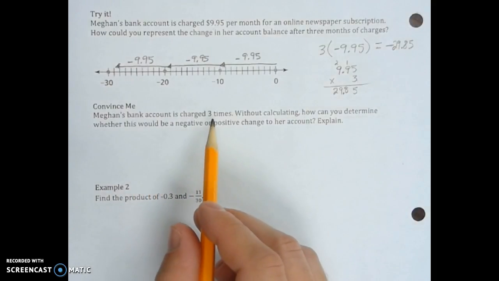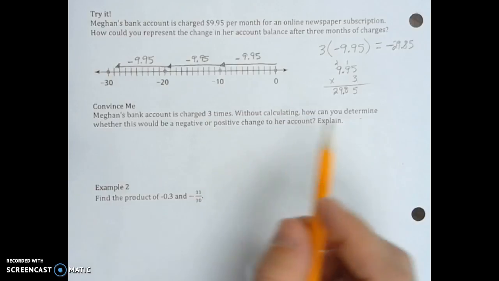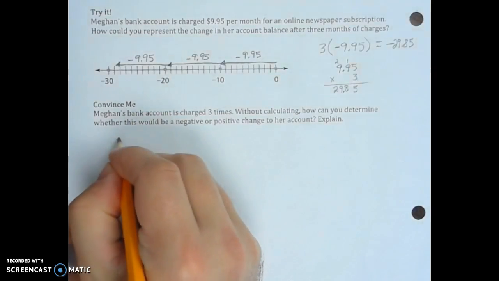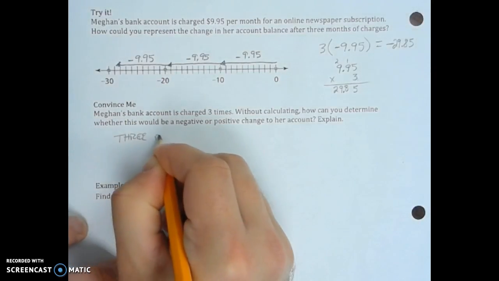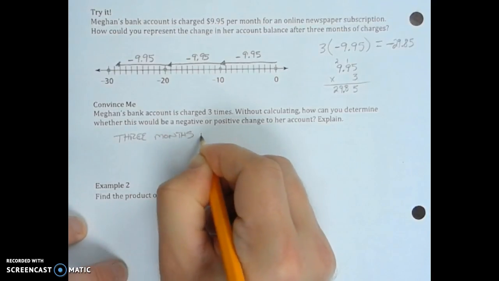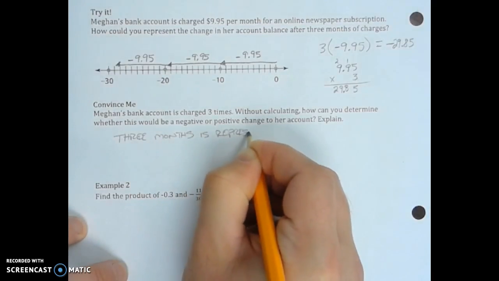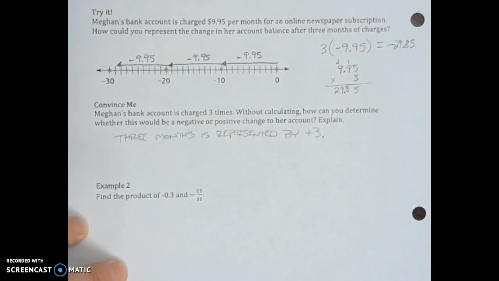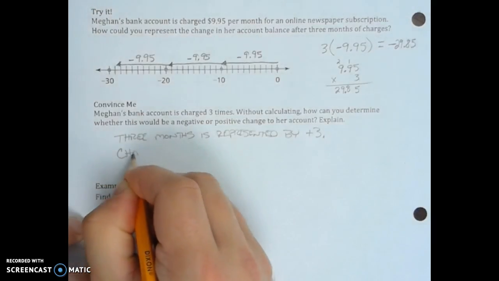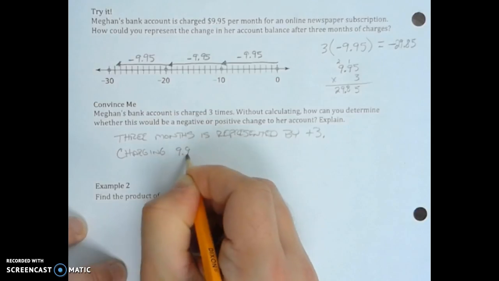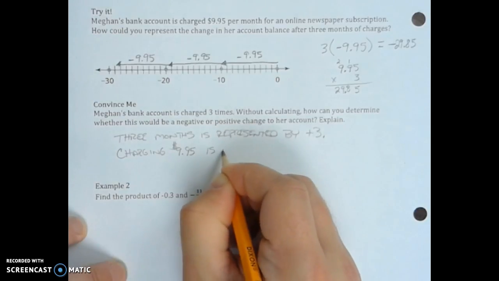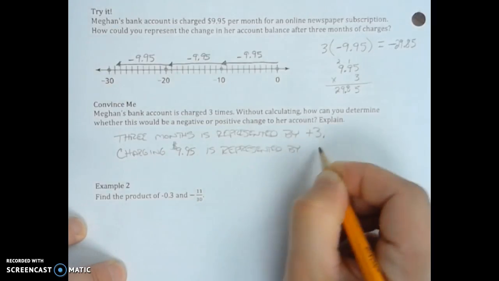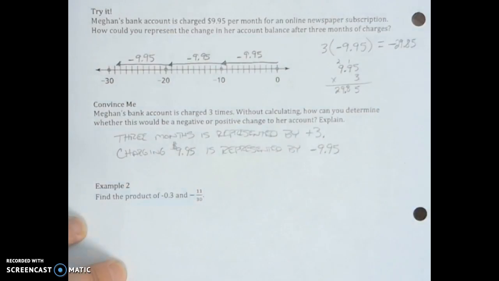Okay, now it says right here, convince me Megan's bank account was charged 3 times. If I didn't do the calculation, how could we determine whether this should be a negative or a positive change to her account? Well, we know that it's happening for 3 months. 3 months is represented by a positive 3. Charging $9.95 is represented, we said, by negative 9.95.